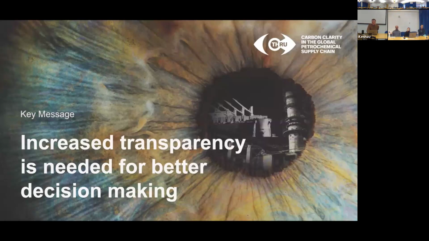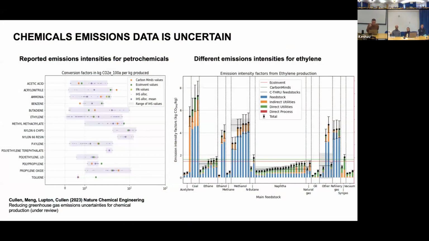Increased transparency is needed for better decision making. This is some work that Luke was heavily involved with. So we've both got the same surname, even though we're not related. So the papers are always coloured at the beginning, coloured at the end.